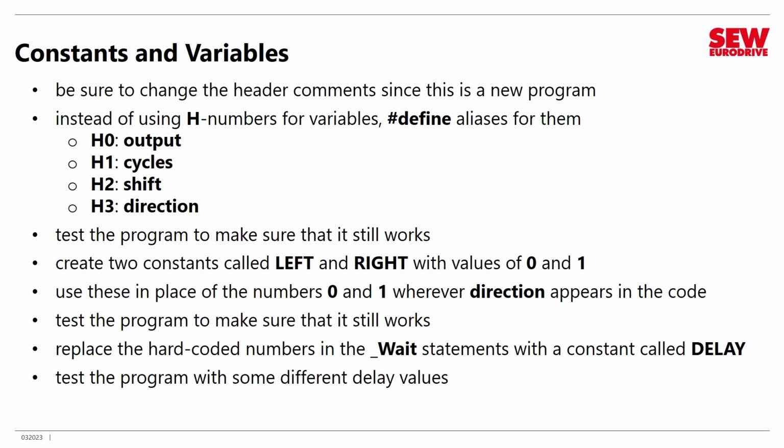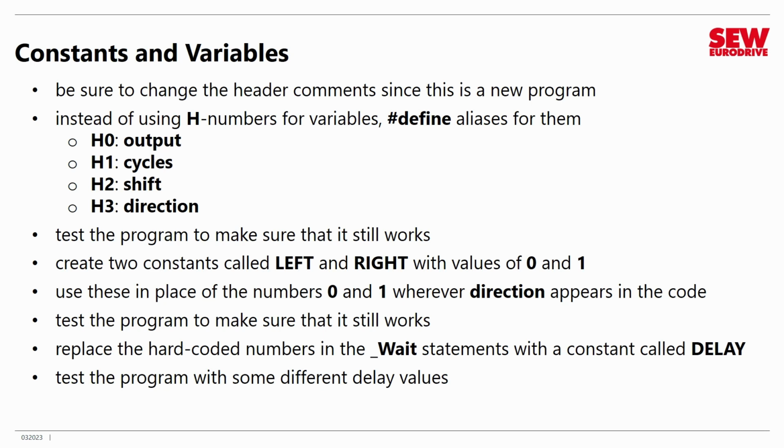Once you get that working, here's the next thing to do. I want you to create 2 constants of your own called left and right and associate them with the values 0 and 1. Then go back in your program and look for cases where you see the hard-coded numbers 0 and 1 wherever the direction variable appears. Replace those hard-coded zeros and ones with left and right as appropriate. And then again, compile your program, make sure it works.